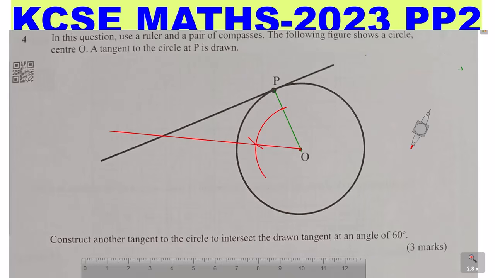So this angle here is 60 degrees, and this one is 90, and this angle here will be 30 degrees. Now, this is the meeting point, we can call this point M. So from there, we simply need to take the length of that tangent. So let me take the length of tangent MP.